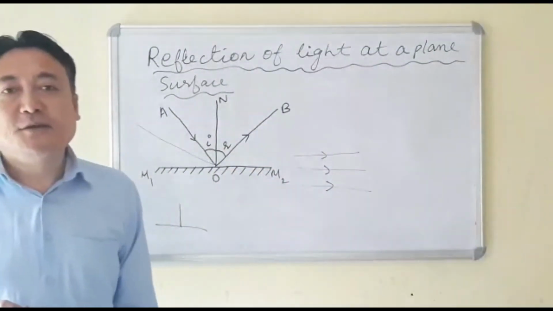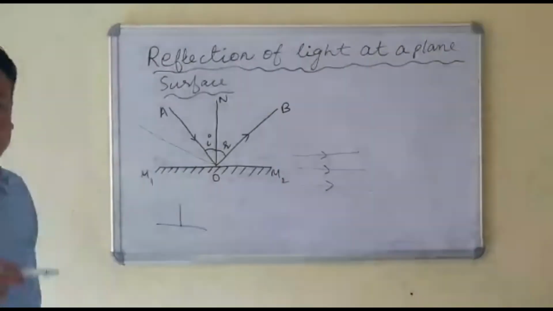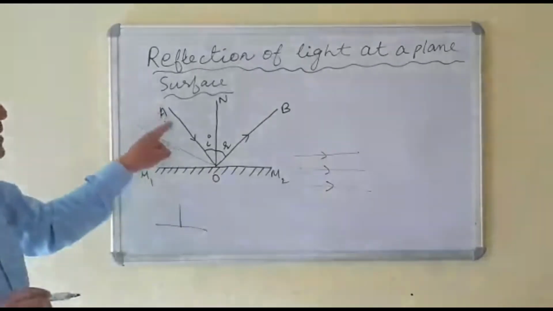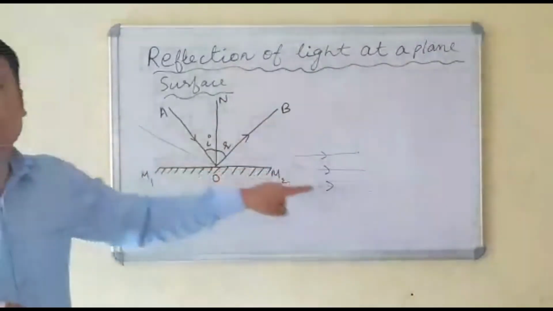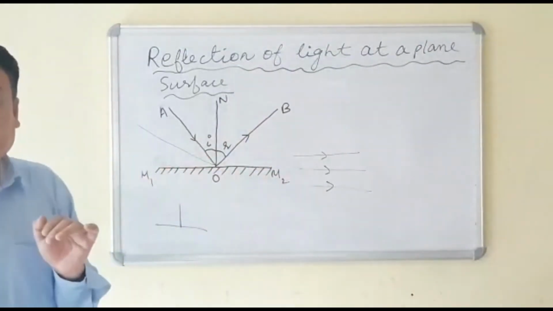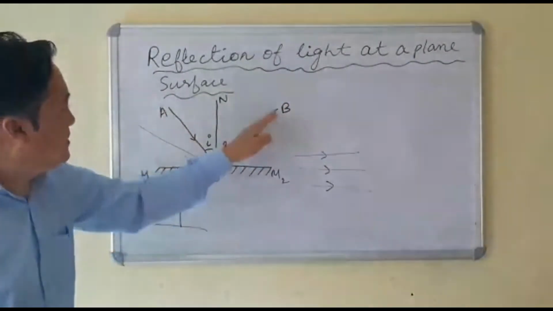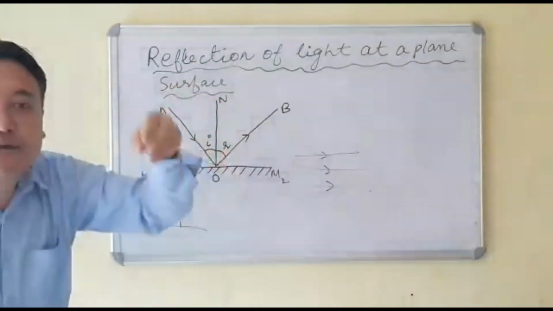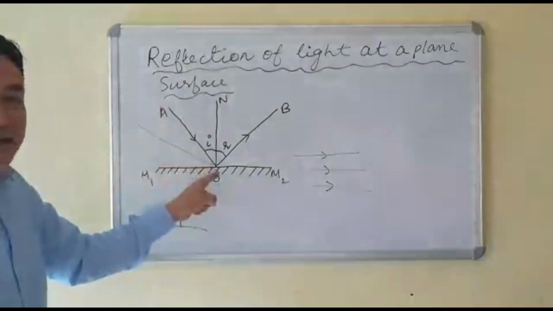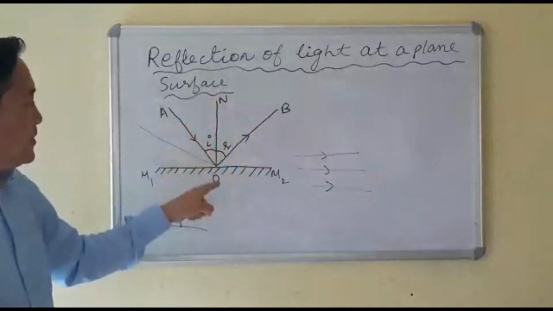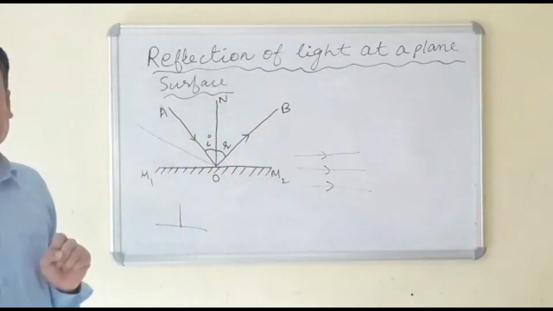Now let us come to the laws of reflection. There are two laws of reflection. The first law states that the incident ray, the reflected ray, and the normal at the point of incidence all lie in the same plane. That means this incident ray, this reflected ray, and this normal all meet at one point, that is the point of incidence. That is the first law.